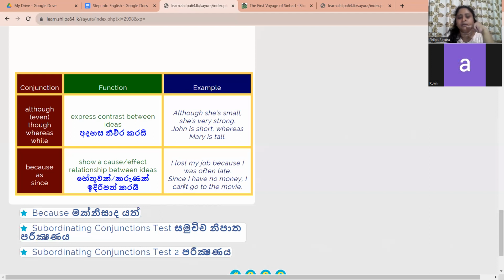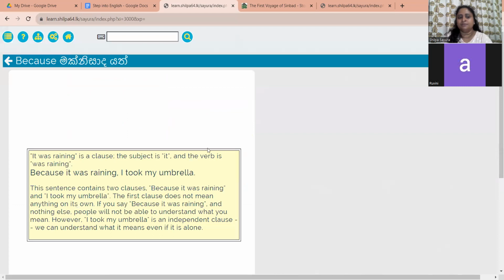Since එකට example එකක් ගත්තොත්: Since I have no money, මට සල්ලි නැති නිසා, since comes at the beginning of the sentence there. I can't go to the movie. මට සල්ලි නැති හින්දා movie එක බලන්න යන්න බැහැ මට. Okay? So you see, this because is a very important conjunction. We use it like salt. අපි හැමතැනම මේක පාවිච්චි කරනවා. Let's see why it is so important.